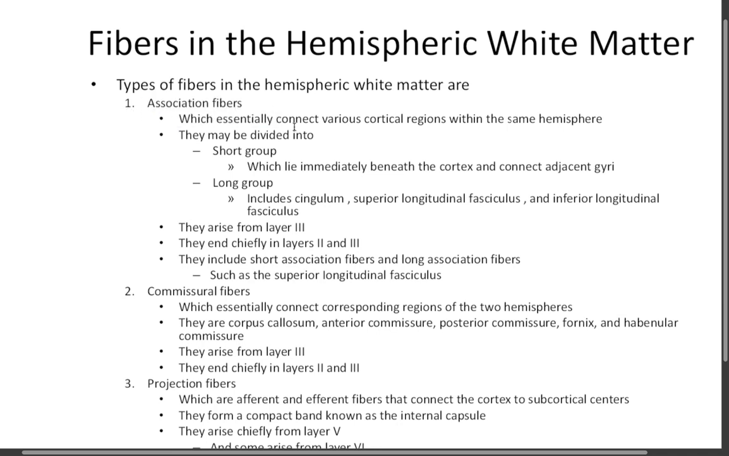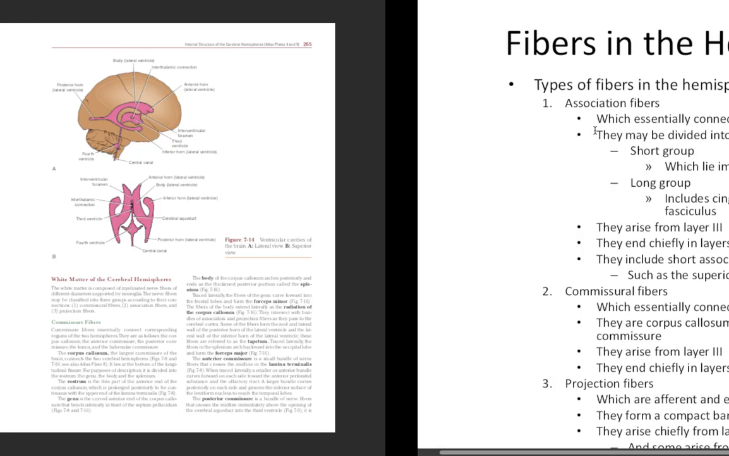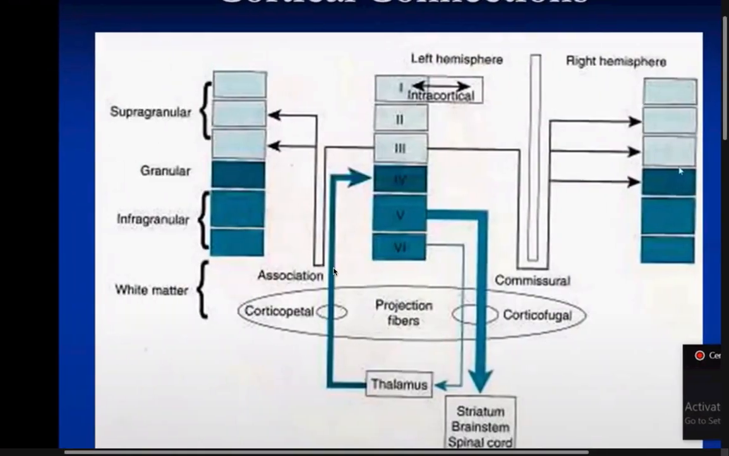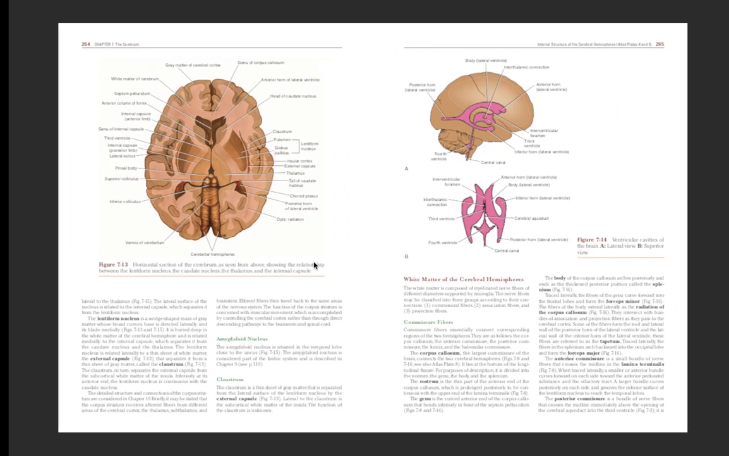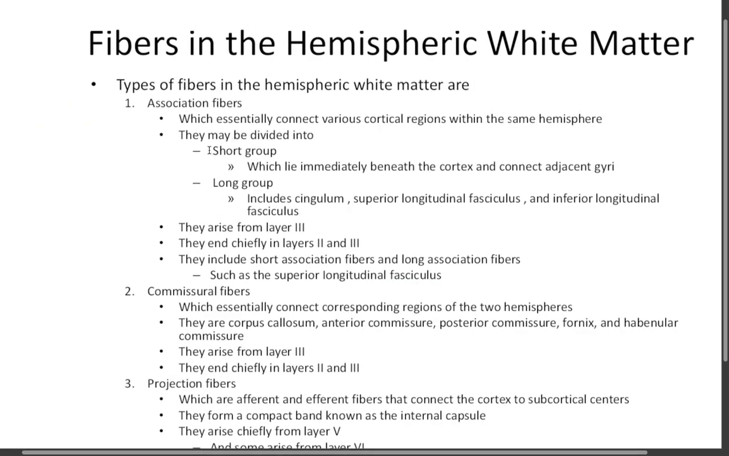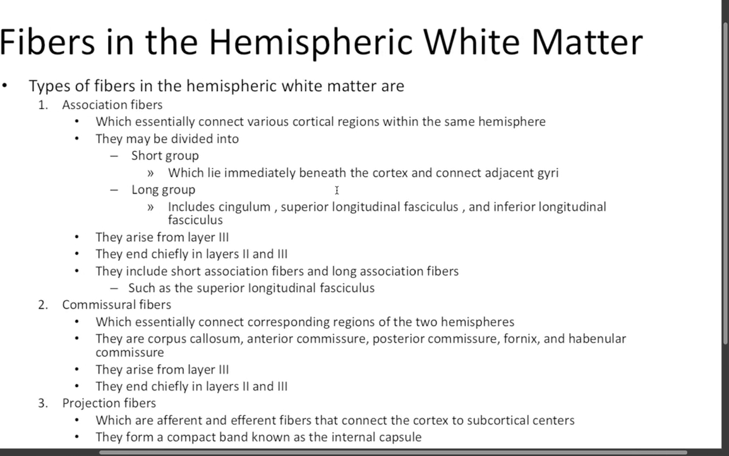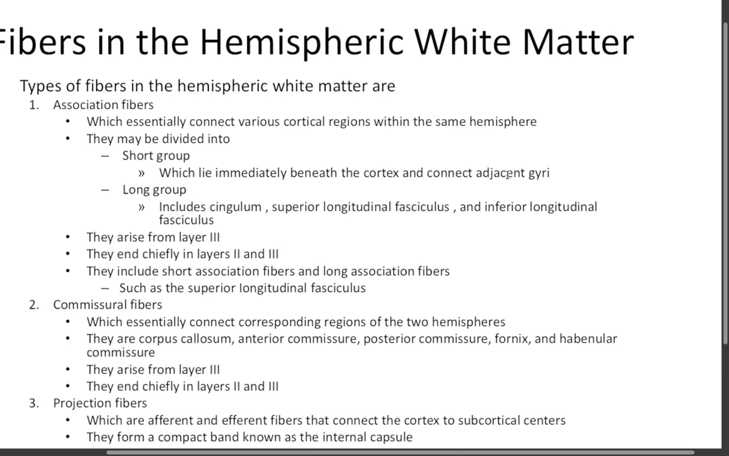Those are essentially connecting various cortical regions within the same hemisphere. Look at the figure here. Within the same hemisphere, we do not extend above the longitudinal fissure. No, I am within the same hemisphere. Those fibers, you need to be aware that we have a short group of them and a long group of them. Just know that the short group lie immediately beneath the cortex and connect adjacent gyri.